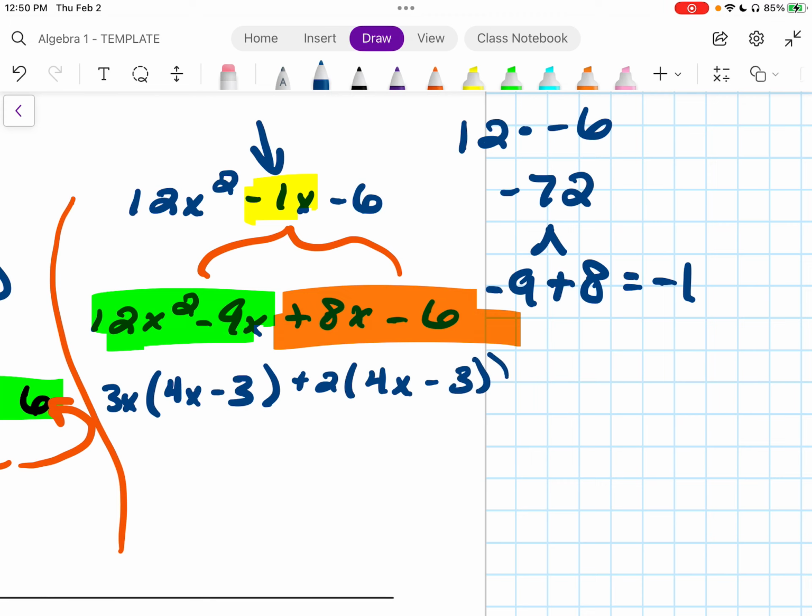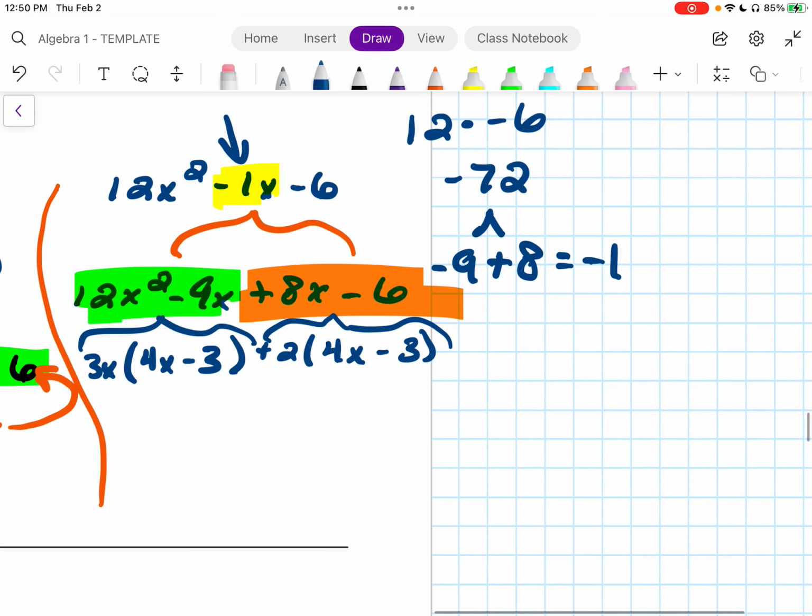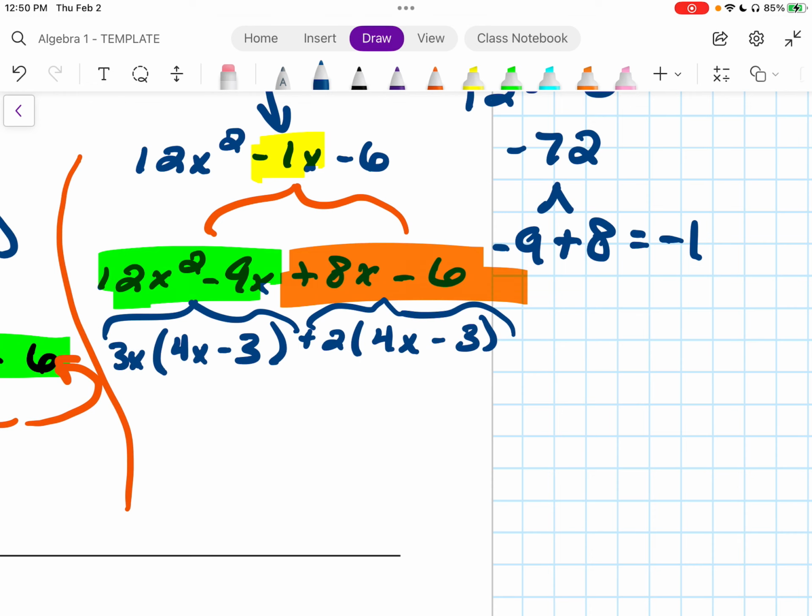Okay, again, this one is coming from just those two. This one's coming from just those two. Now, think about what I've got there. These both in common have the 4x minus 3. So it can actually be factored out. So I'd have the 4x minus 3, and then I take my leftover terms. My leftover was 3x and 2.